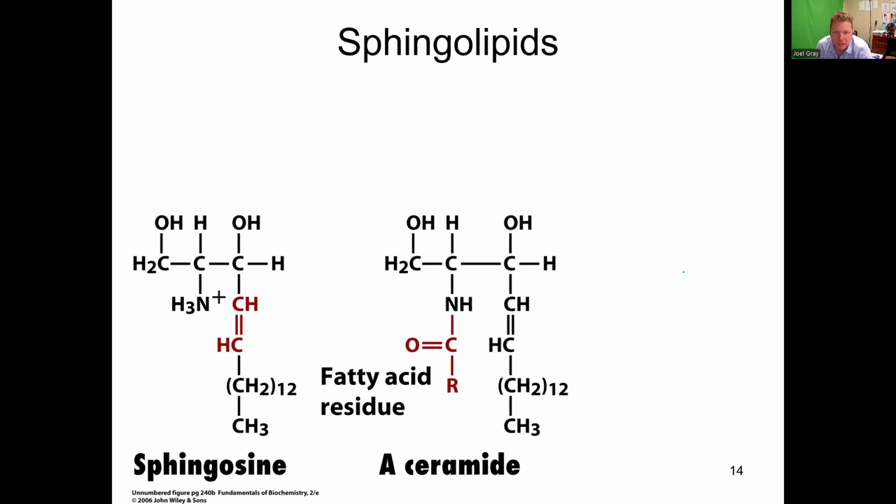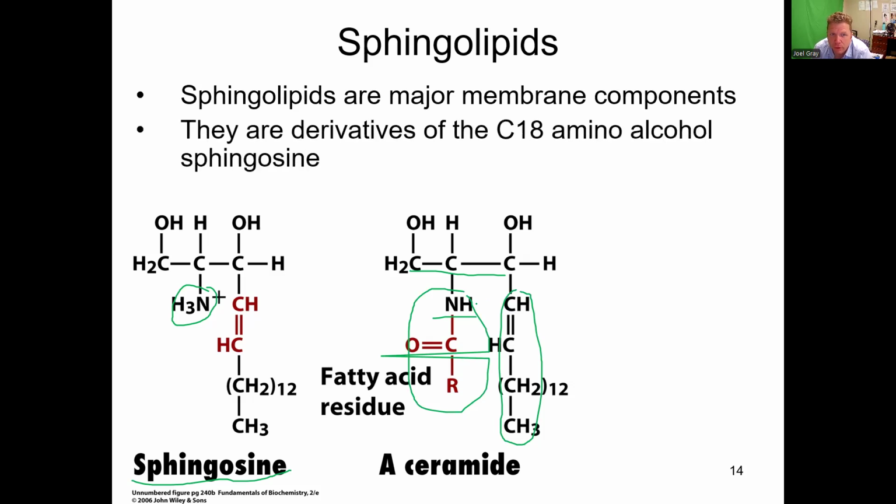Sphingolipids. These are built on a molecule known as sphingosine. So on the left-hand side, you see sphingosine. Where this amide is, that's where you're going to add your palmitic acid. That palmitic acid is going to be added to that N right there. That's going to make a molecule known as a ceramide. So a ceramide has this 3-carbon backbone, and then this 15-carbon long tail, and then this amine with a fatty acid on it.